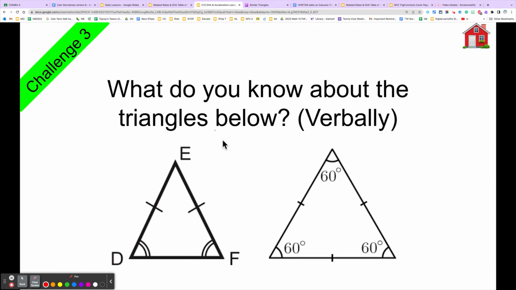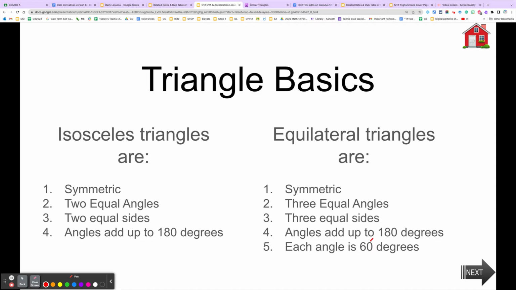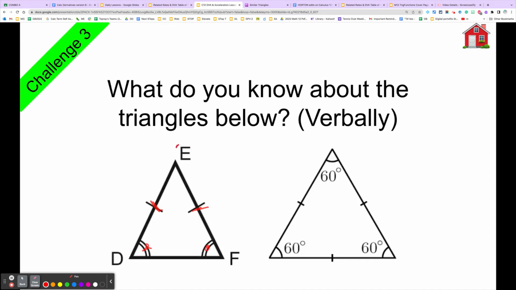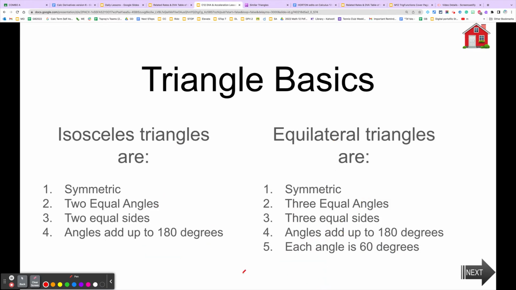Let's just do a quick review of triangles as well. What do you know about these two triangles? Two equal sides. Okay, so this is an isosceles triangle. These two angles here are the same. These two sides are the same. This is an equilateral triangle, which means three equal sides and three equal angles. Both of these triangles: this triangle has one line of symmetry. This triangle has three lines of symmetry. Just for what it's worth.